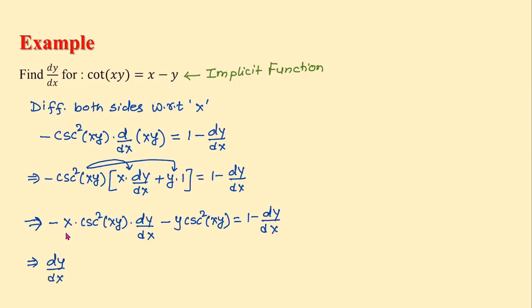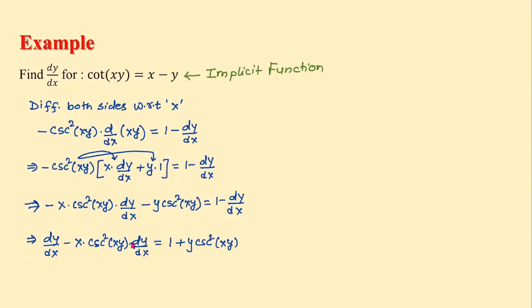And then here we have minus x times cosecant squared xy dy over dx equal to 1. And then if I move this one to the other side, it will be plus y cosecant squared xy. So we are trying to find dy over dx. That's why we bring all dy over dx on the left-hand side, and we simplify for that. Now let's simplify further.